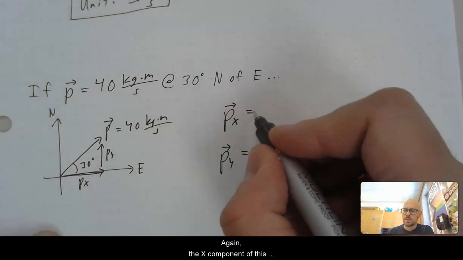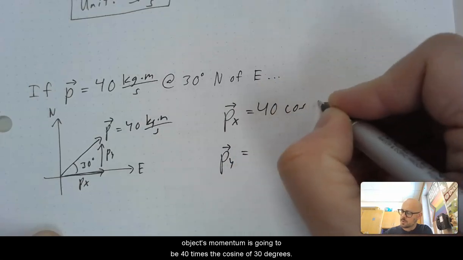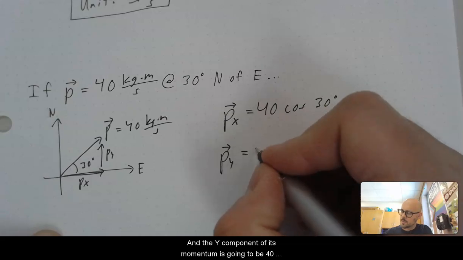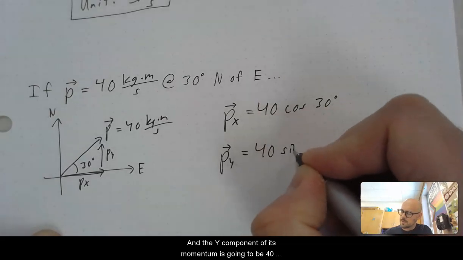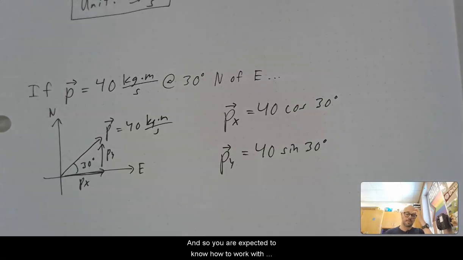The x component of this object's momentum is going to be 40 times the cosine of 30 degrees. And the y component of its momentum is going to be 40 times the sine of 30 degrees. And so you are expected to know how to work with momentum in 2 directions, even though you're probably not going to need to solve any computational problems. It's important to note that. That's it for the first video.